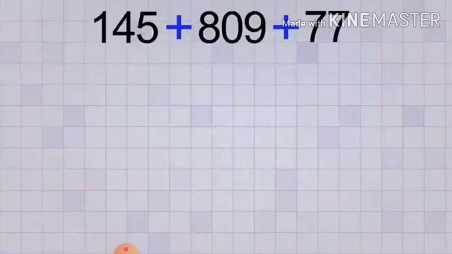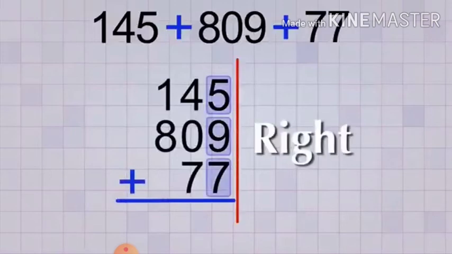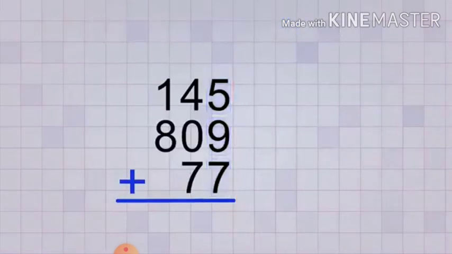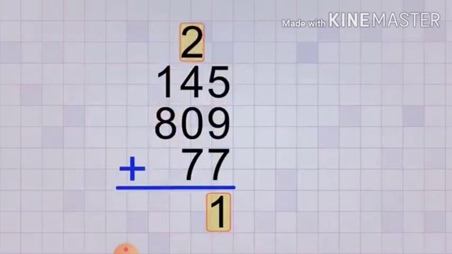Let's add up these three numbers, 145, 809, and 77. We start the same way, stacking the numbers up and making sure all the ones places line up in a column on the right. And as always, we add up the digits in the right-hand column first. 5 plus 9 plus 7 equals 21. Because that answer is a two-digit number, we need to carry the first digit to the next column, which is like moving a group of 20 over and leaving the 1 behind.